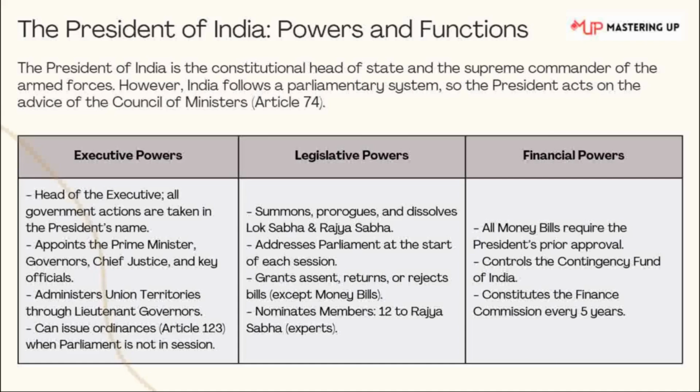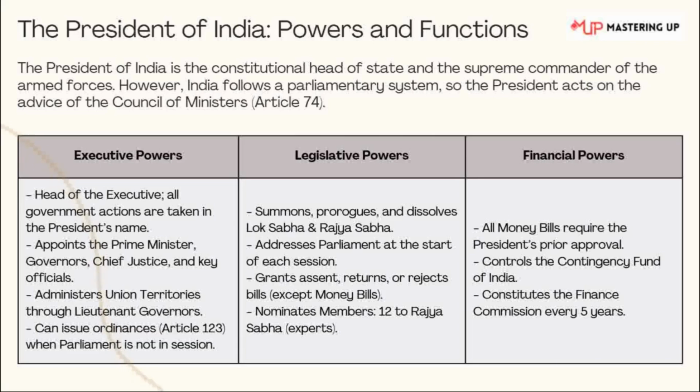Executive power. Being head of the executive, all government actions are taken in the President's name. The President appoints the prime minister, governors, chief justice, and key officials. He also administers union territories through lieutenant governors. And the President can issue ordinances, Article 123, when Parliament is not in session.